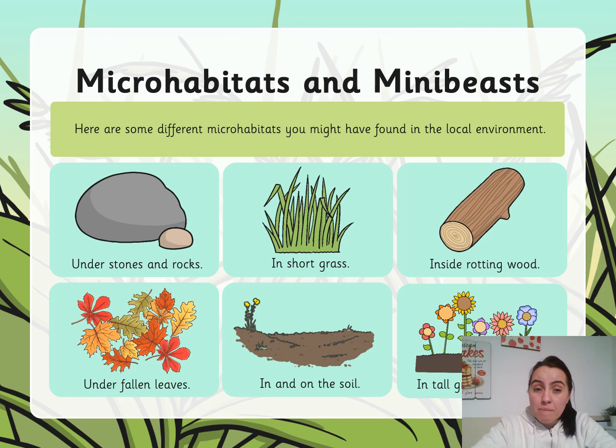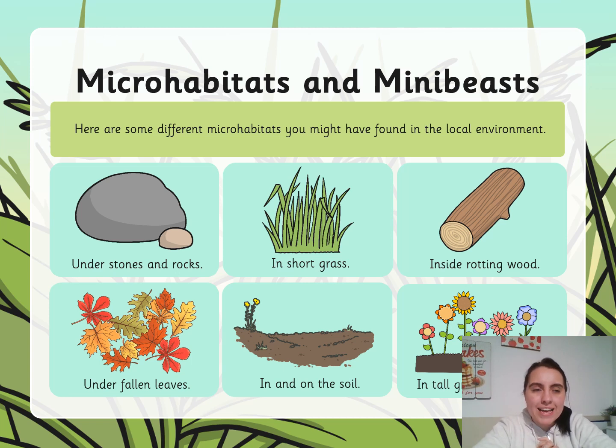Here are some examples of some of the microhabitats that you may find in a larger habitat, okay? So here we've got an example of rocks and stones, grass, inside rotting wood, fallen leaves, in and on the soil, and in tall flowers as well. So in tall garden plants, you might find microhabitats, okay? So if you were to look outside your window now, what type of microhabitats can you see?